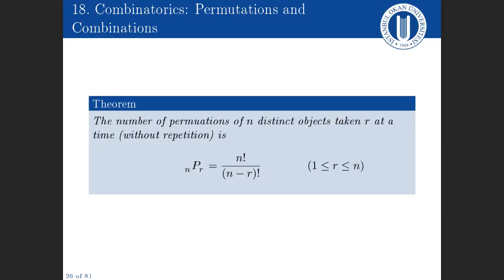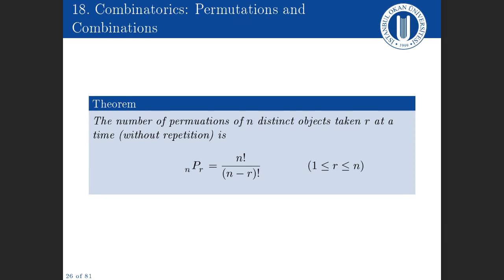What's the formula for this? The number of permutations of n distinct objects taken r at a time without repetition is nPr. The formula is n factorial divided by (n minus r) factorial.